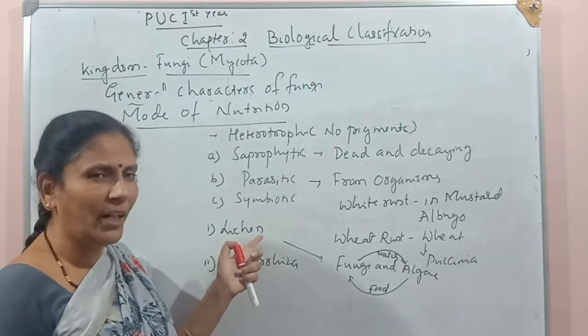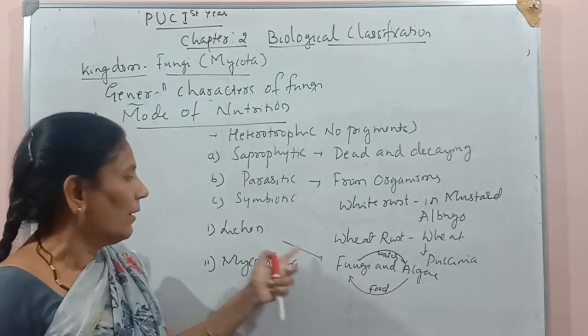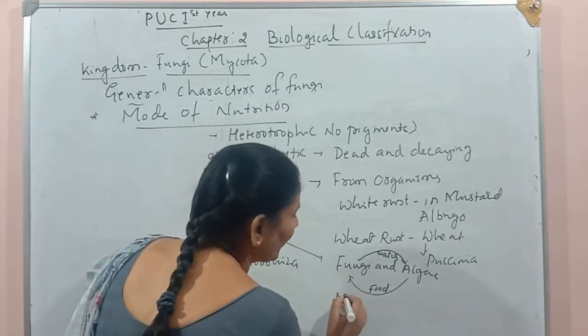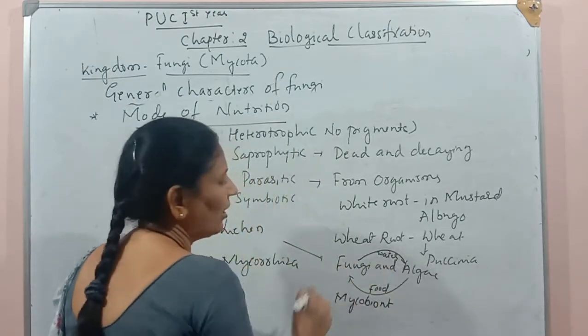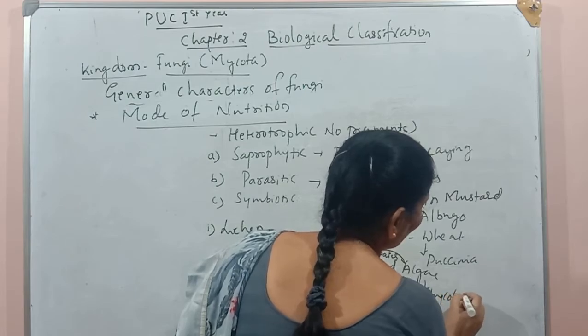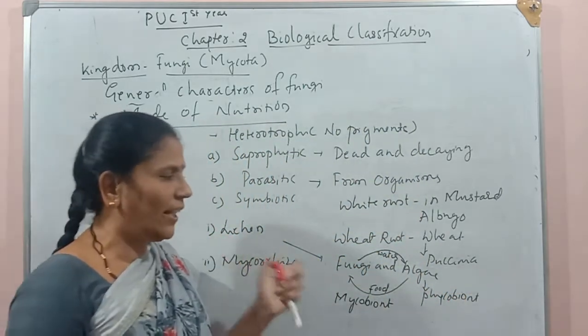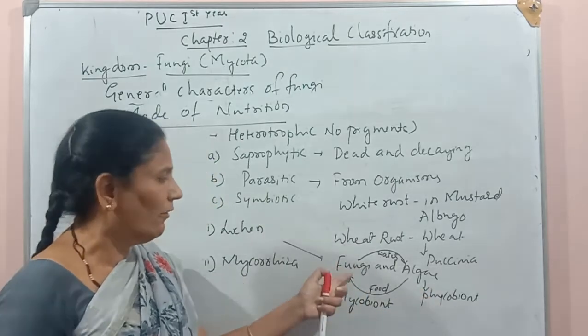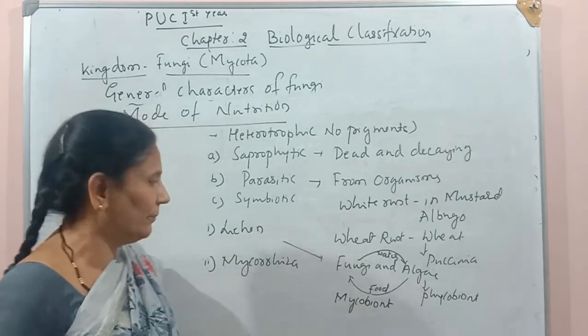It's a type of symbiotic relation, and fungi is also called the mycobiont, and algae we may also call the phycobiont. Algae, a part of lichen, is also called the phycobiont. Fungi, a part of lichen, is also called the mycobiont.